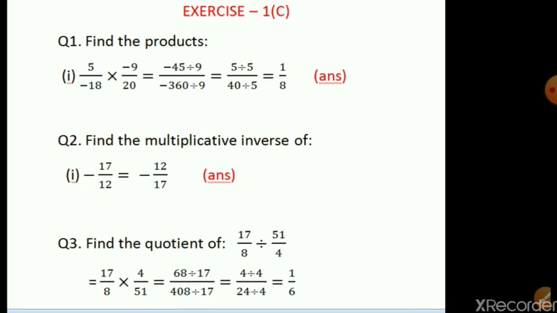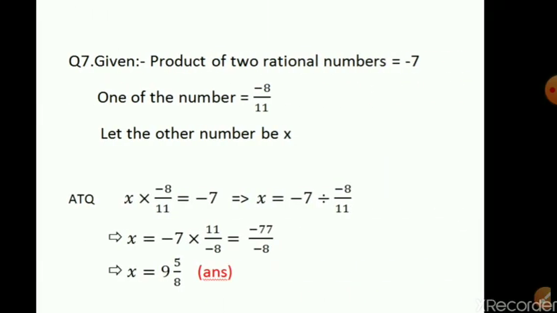Now both have common divisor 17. If I divide 17 from both the numerator and denominator, we'll get 4 by 24. Again 4 and 24 have common divisor, that is 4 itself. So dividing both numerator and denominator by 4, we will get 1 by 6 as the answer.